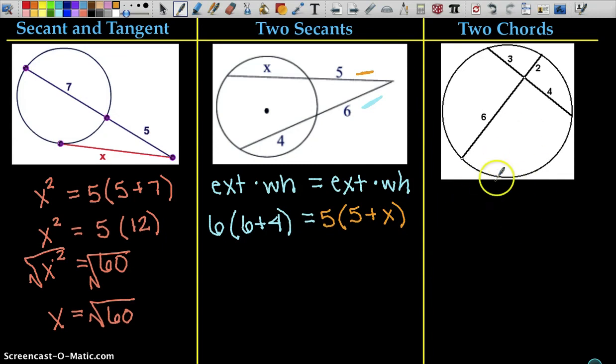Now with these two over here, two chords, 6 times 2, two portions of 1, equals 3 times 4. And you notice you get the same product.